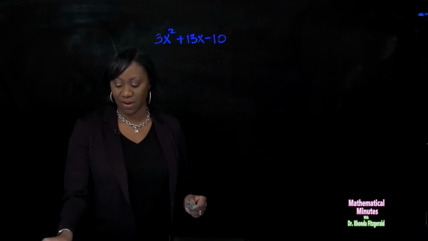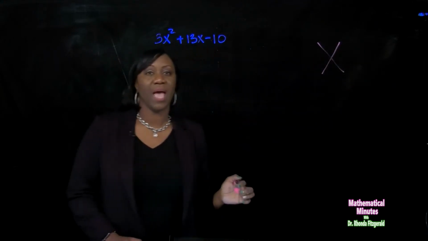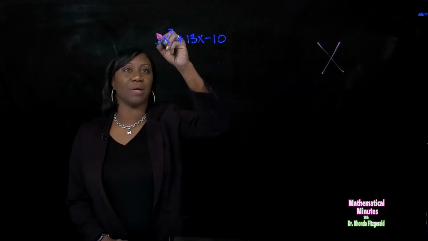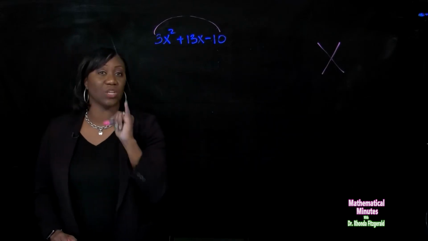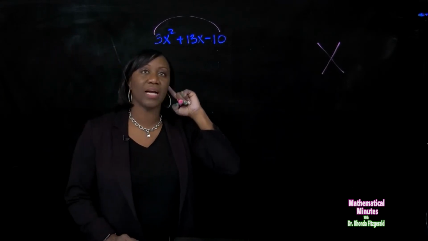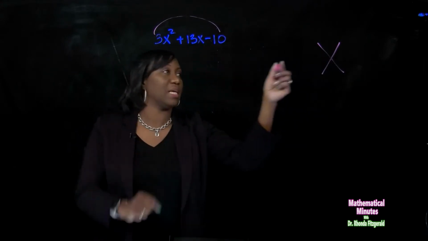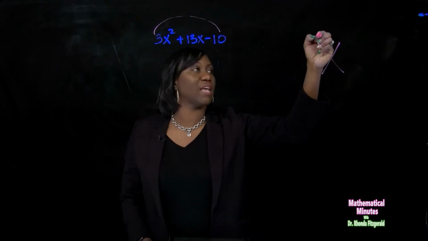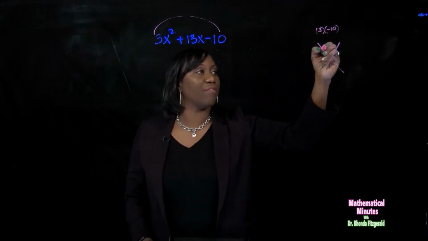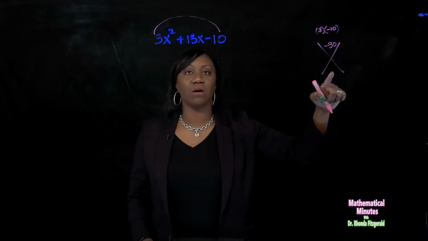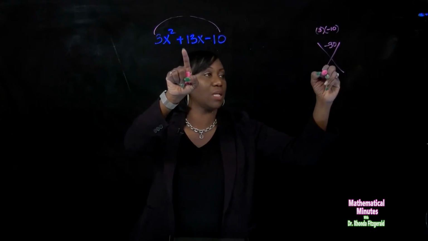In using the X method, the very first thing that I want to do is draw an X. And at the top of my X, I'm going to use my A and my C term, because recall your quadratic is of the form ax squared plus bx plus c. So I want to take the first term coefficient and the last term, my A and my C. So 3 times a negative 10 gives me negative 30. And the bottom is just my B term, which is a positive 13.